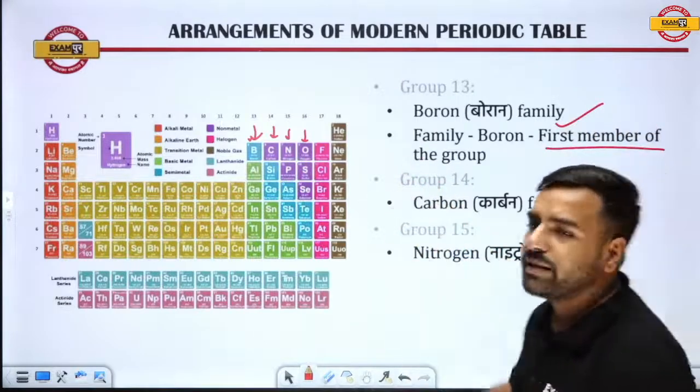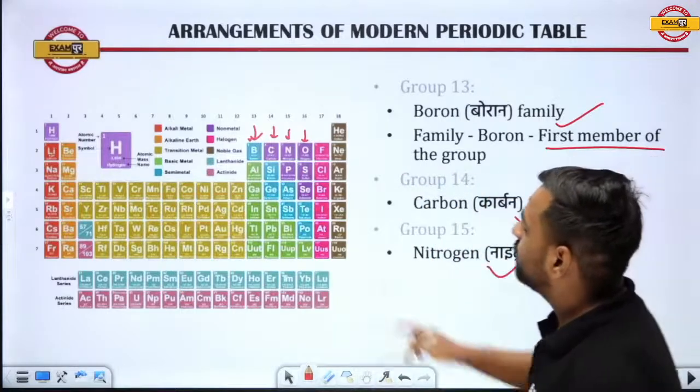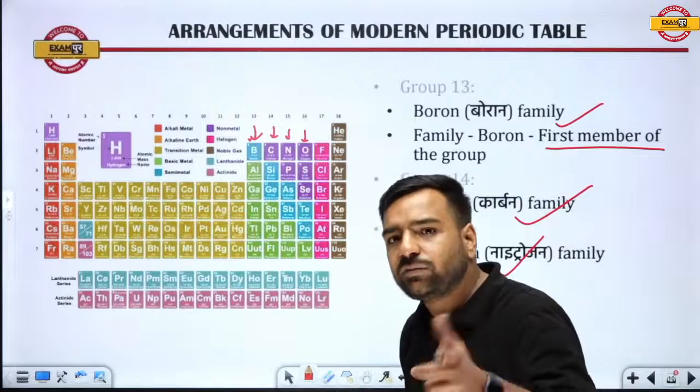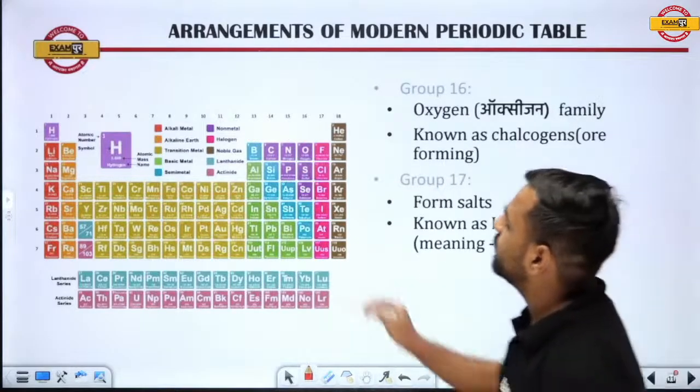In a similar manner, carbon is the first member of the group. So, carbon family. Group 15, nitrogen. That is the nitrogen family. Simple. Moving forward, now talking about group 16.